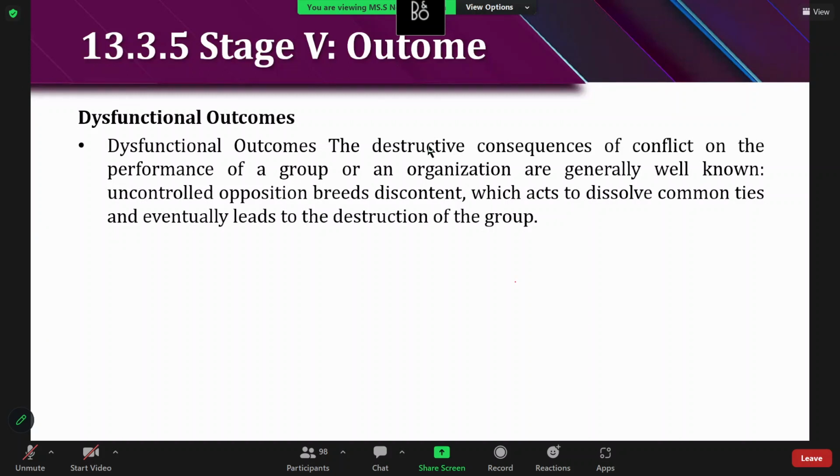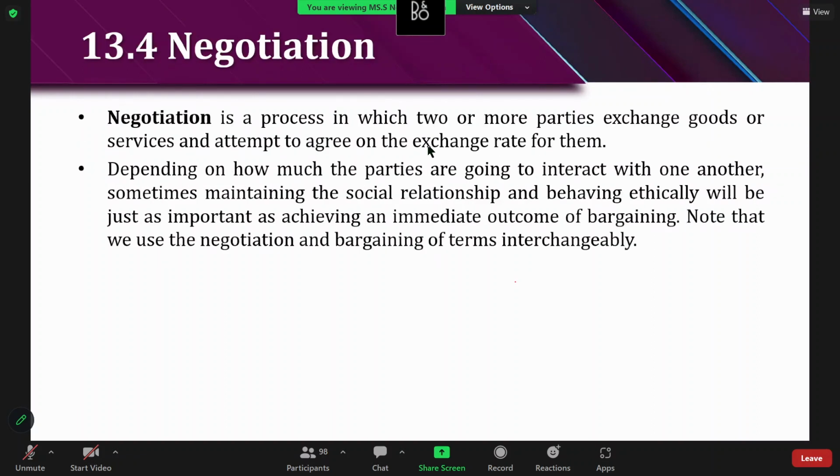Is it clear? Anything to ask? Shall we move to negotiation? Is it clear? Okay, moving on to negotiation.